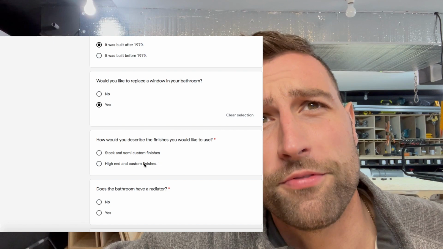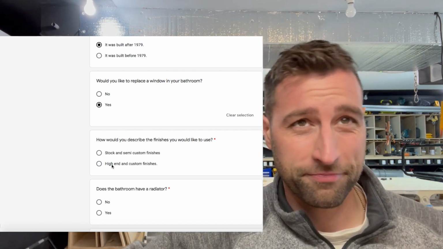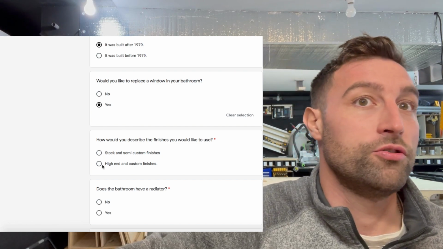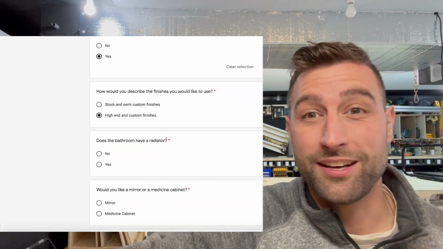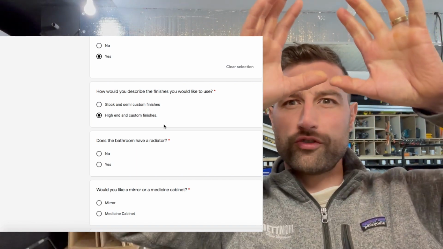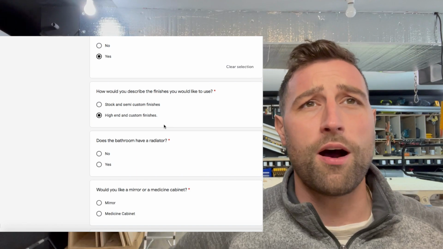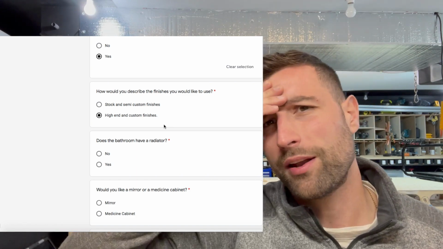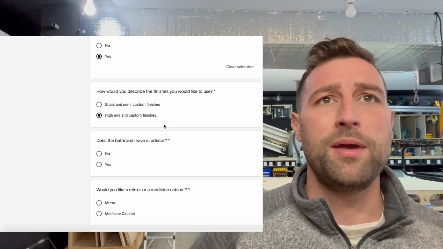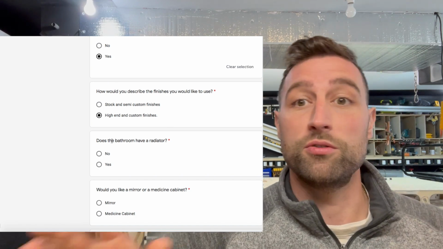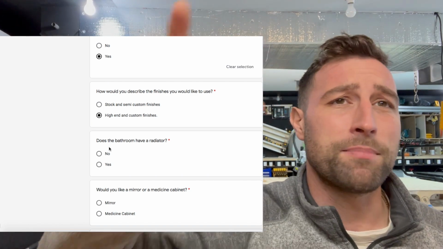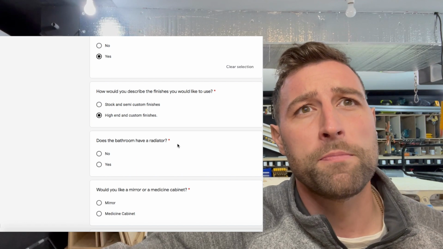Would you describe the finishes you would like? Stock or high end? So basically, is this a rental? Do you have a budget? Or I want a really nice fancy bathroom, right? So basically, this allows us to drop these answers into two troughs. Like, okay, the high-end custom bathroom, maybe we're gonna have a conversation about an interior designer. The stock one, maybe we're gonna have them supply everything and we'll just do the labor. So different ways of doing things. Doesn't have to be segmented up that way, but that'll hopefully help you.